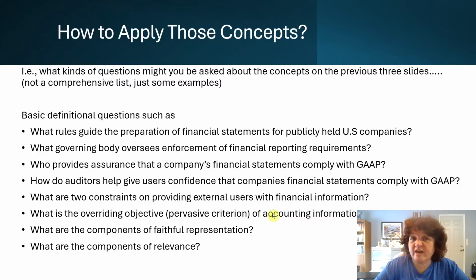What are 2 constraints on providing external users with financial information? That would be the materiality constraint and also the cost benefit constraint that we talked about. What is the overriding objective, or sometimes it's called the pervasive criterion of accounting information? And that is the decision usefulness, that it needs to make a difference to the users who are making the decisions.